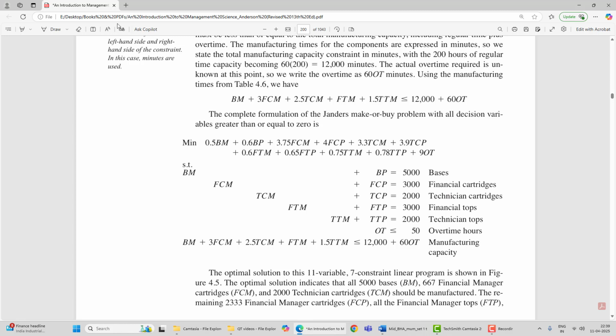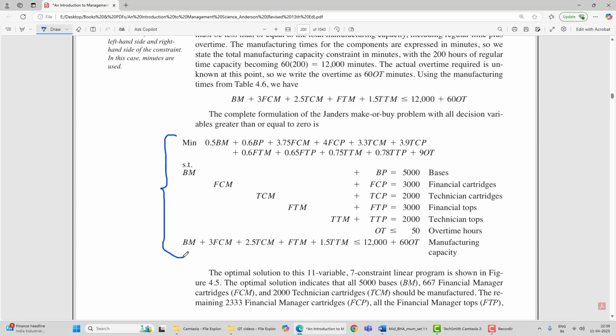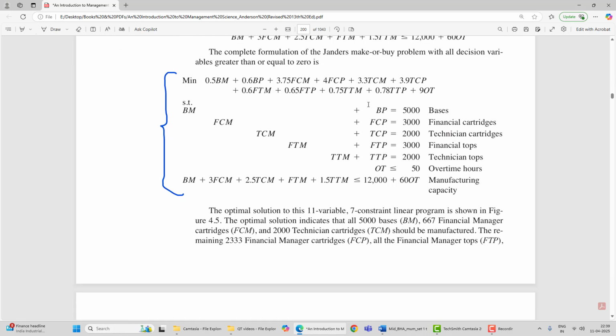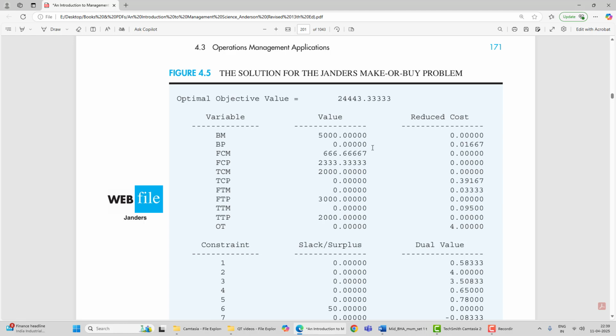So this is my final entire model to decide the manufacturing and procurement mix of all these five items. When you run this on Excel Solver, these are the answers you will get. You can check it out. These are the values, and this is the total cost which you are going to incur. Okay, so this is the make or buy problem for LPP. Thank you.